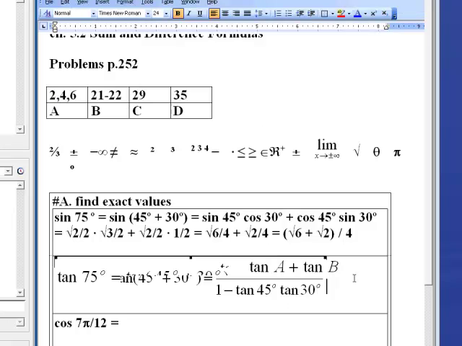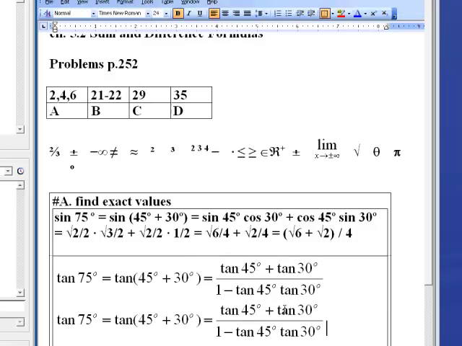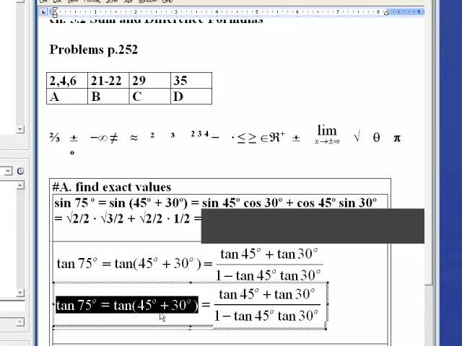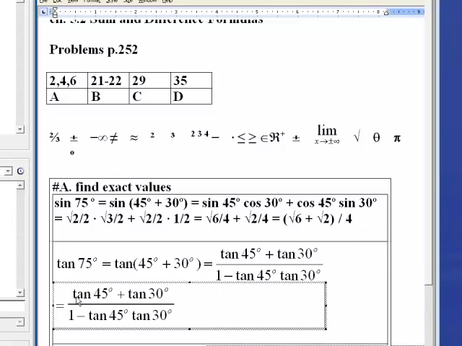Now we'll go to the next line and now put in the exact values. I know that tangent of 45 degrees is 1. And there it is again, 1. Might as well put a times here. Tangent of 30 degrees is 1 over the square root of 3.